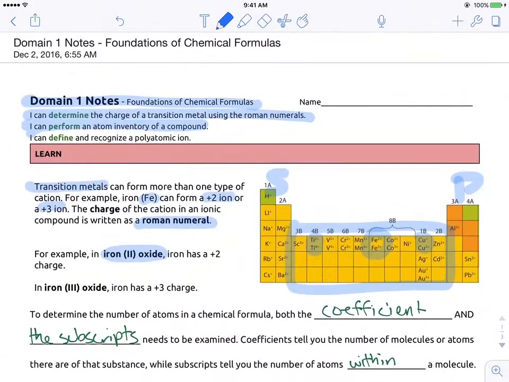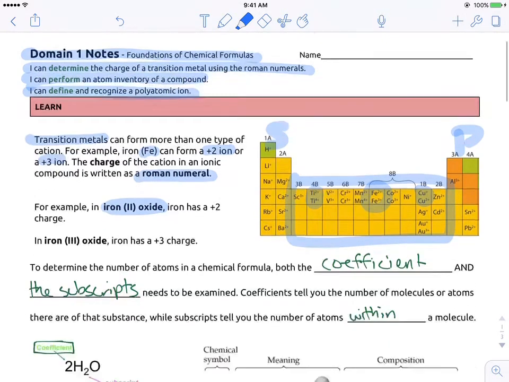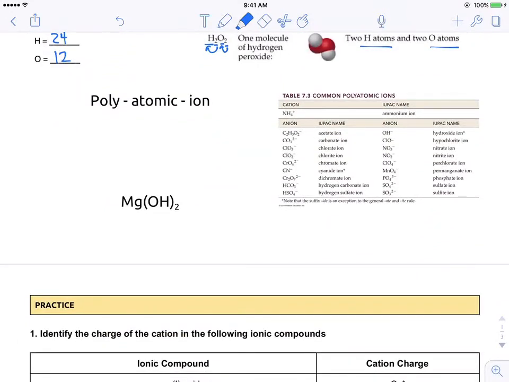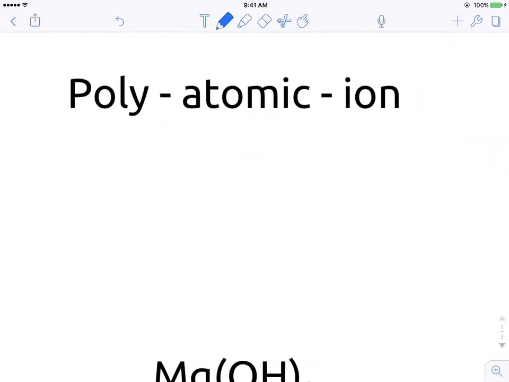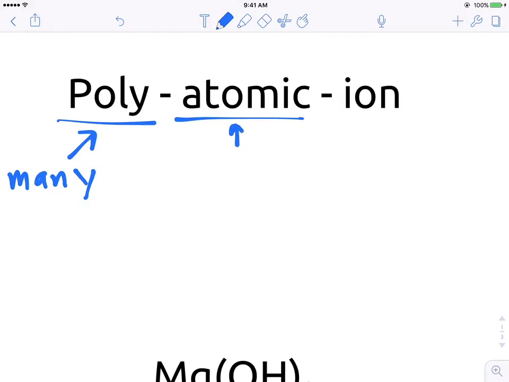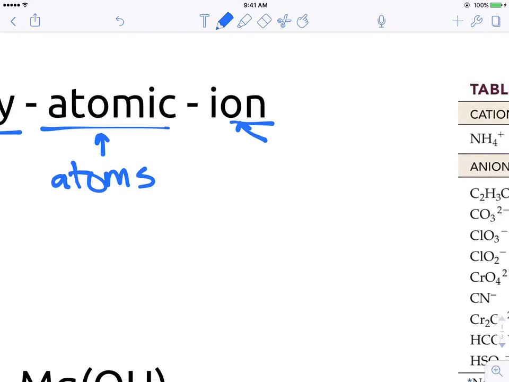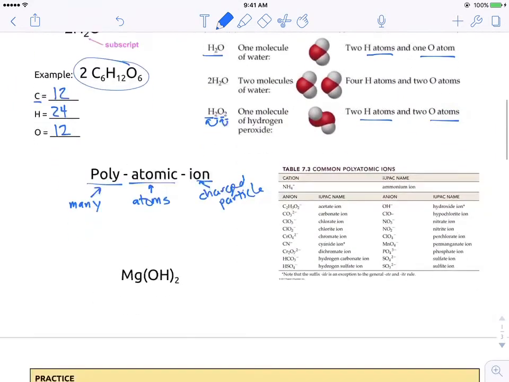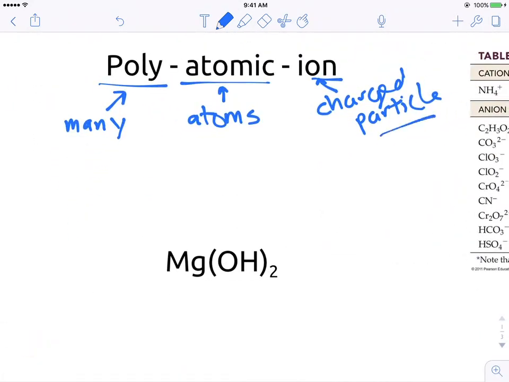Okay, and last but not least, we have how to define and recognize a polyatomic ion. So let's take a look at that word and break it down. Poly means many, and atomic means it relates to atoms. And hopefully we know by now that an ion is a charged particle. So what we have here is an ion, or a charged particle, that is made of many atoms.